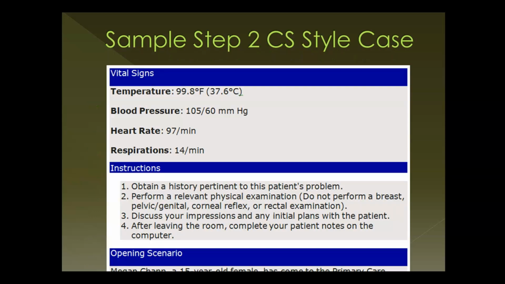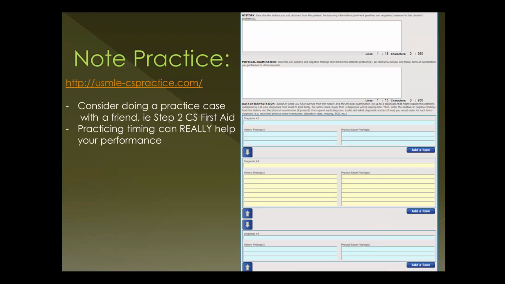So this is the door chart we saw earlier. When you come out from this encounter, you will need to enter your history and physical, as well as your differential diagnosis for your top 3 differentials with history and physical exam findings and your diagnostic studies. Consider doing a practice case with a friend to practice your timing on this note, because timing is one of the major reasons why students have poor performance on the Step 2 CS style cases. You only get 10 minutes.